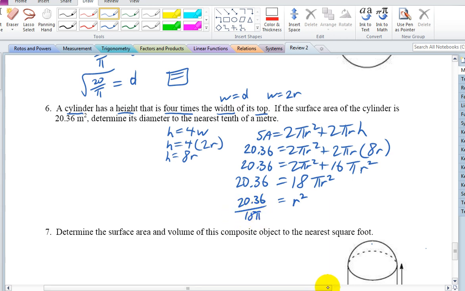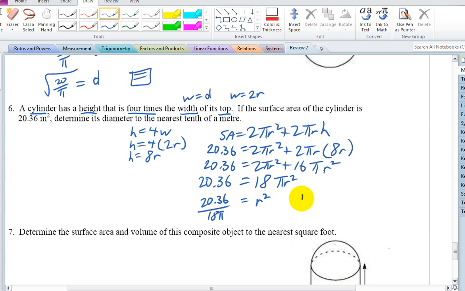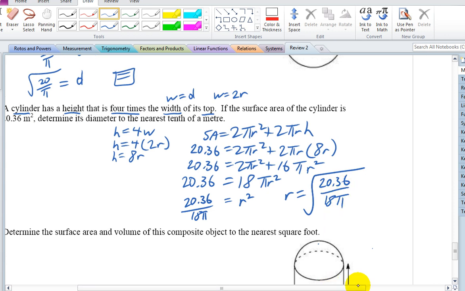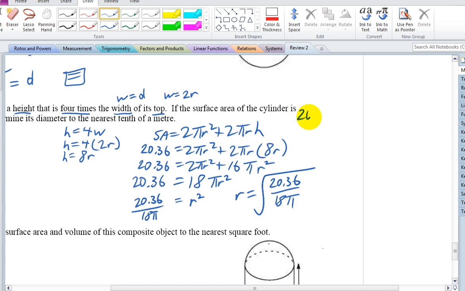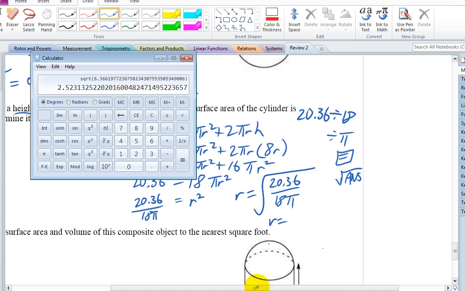Okay. Then how do we get r by itself? How do we get rid of an r squared? Well, we square root. So we square root 20.36 divided by 18 pi. Now you gotta be careful on your calculator. Technically it's 20.36 divided by 18 divided by pi. Then press equals. Then you want to square root the answer. Okay. So be super careful on your calculator.